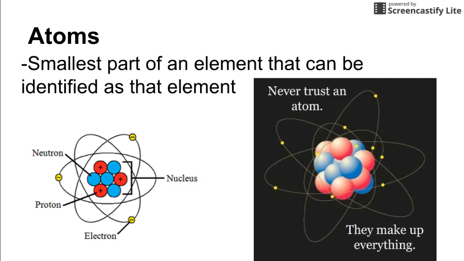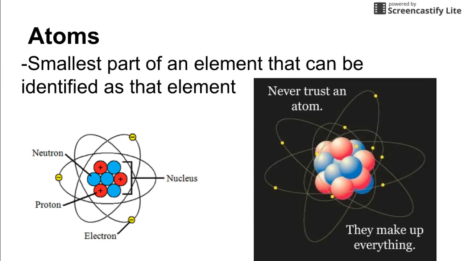Now, in order to talk about charges and to understand how charges interact, we need to understand the setup of what's called an atom. Now, everything around you, if you look around, everything around you is made up of atoms, whether it's alive or not. So you are made of atoms. The pencil you're writing with, the chair you're sitting in, the floor, the walls, everything is made of atoms. The definition of an atom is the smallest part of an element that can be identified as that element. So basically, if you chop stuff up enough, the atom is the smallest thing you can have and still be the element.